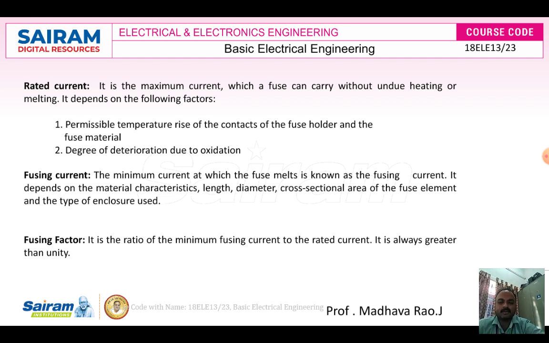And the fusing factor: the ratio of the minimum fusing current to the rated current is called the fusing factor. It is always greater than unity. The fusing factor is always greater than unity.